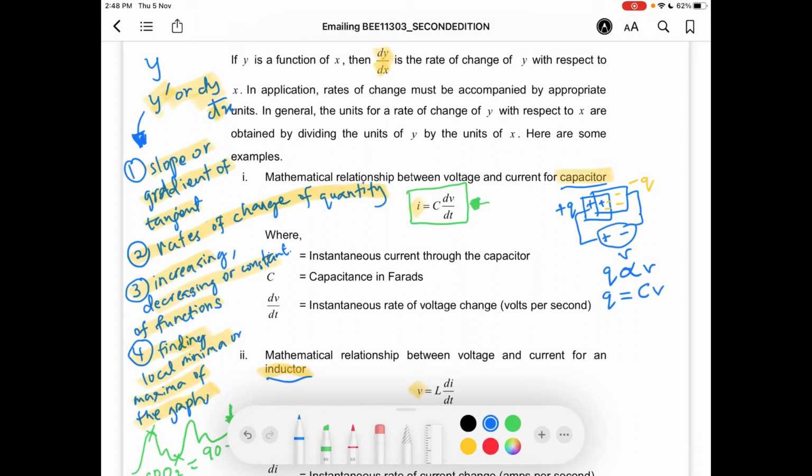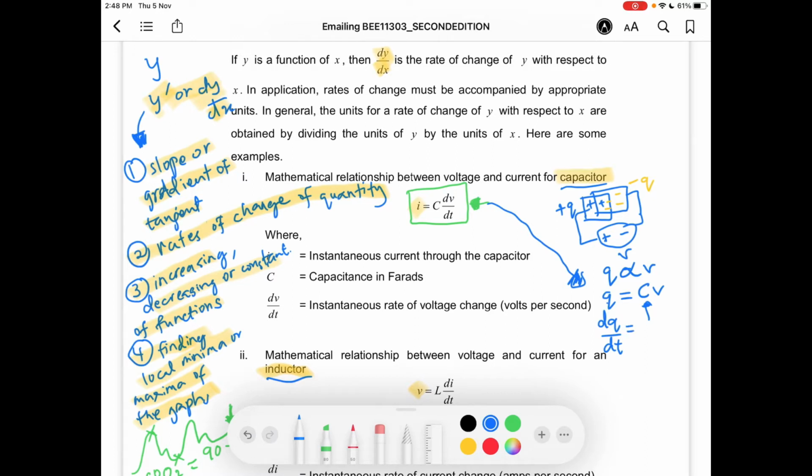V is the voltage source. From this we know that C here is the capacitance value, and it is actually the gradient or the slope for this function. Now how can we get this formula from this? Basically you need to differentiate it. So you differentiate the charge, dq, with respect to time.